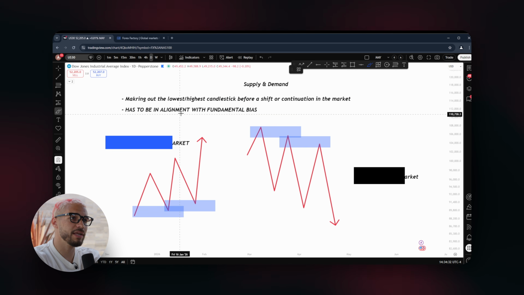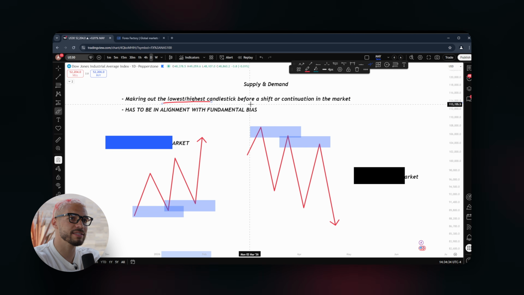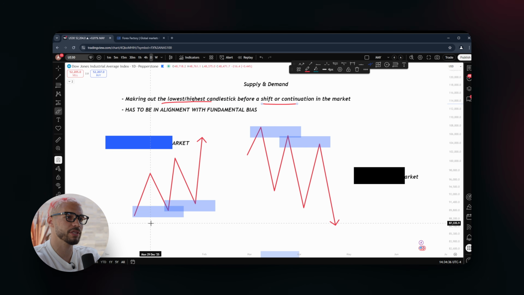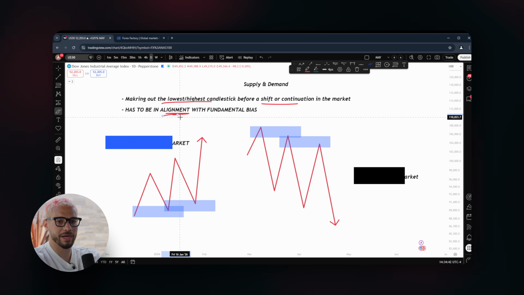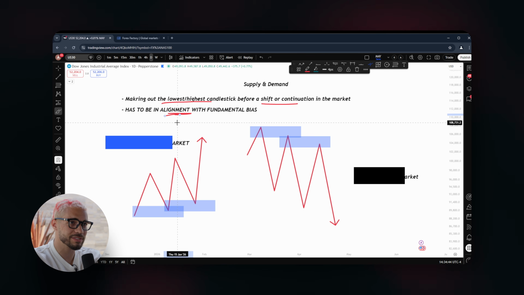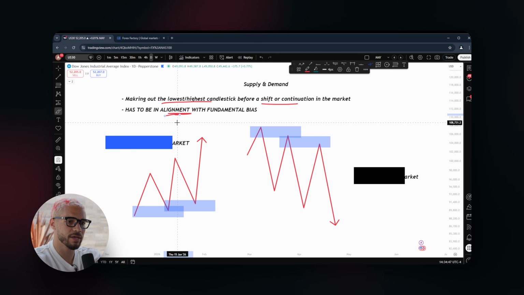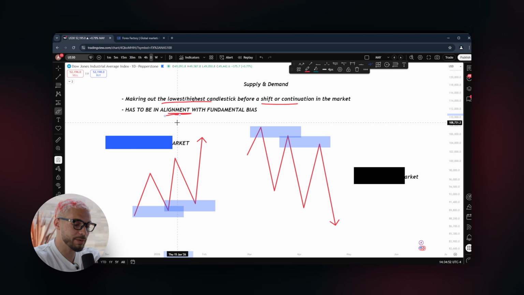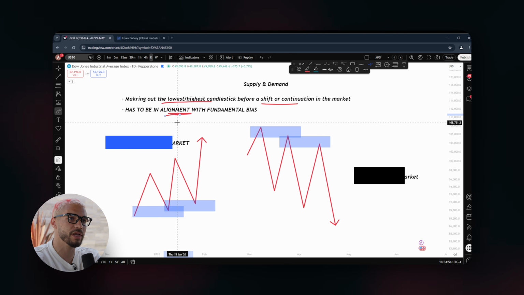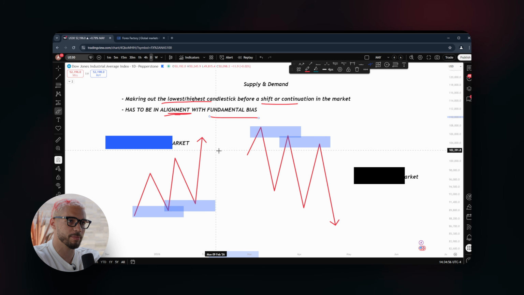Now, for supply and demand, we want to mark out the lowest and highest candlestick before a shift or continuation in the market. And the most important thing about this is that it has to be in alignment with the fundamental bias. We are never going to approach the markets and try to guess which direction it is today. Most traders will be like, based on price action, I'm seeing lower lows and lower highs. But like we said earlier, price action means absolutely nothing. We have to be in alignment with the fundamental bias.